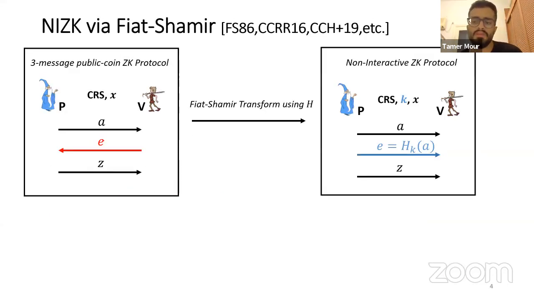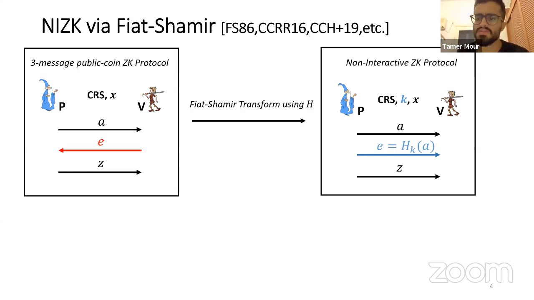So the way we get NIZKs is through the general paradigm of the Fiat-Shamir transform. We start with a three-message public coin zero-knowledge protocol, which is interactive, and we use a hash function to remove the interaction from that protocol. More specifically, instead of letting the verifier sample and send his challenge, we let the prover compute the verifier's challenge using the hash function. So the verifier's challenge in the non-interactive protocol is simply the hash function applied on the prover's first message using a hash key that we sample in the CRS.